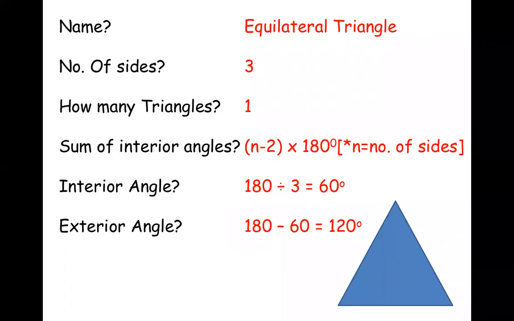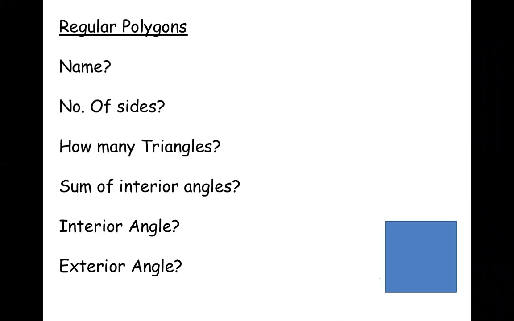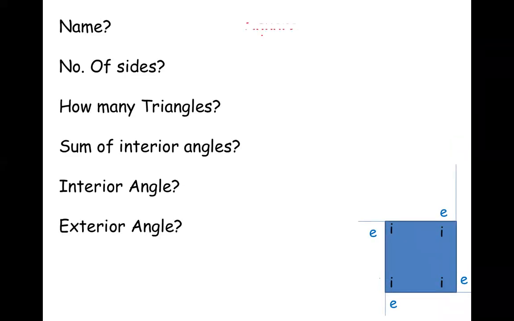Okay, so let's move on to the next one. I have a square. Number of sides: 4. How many triangles? It is made up of 2 triangles. Why do we look at how many triangles it's made of? I will explain in a while.